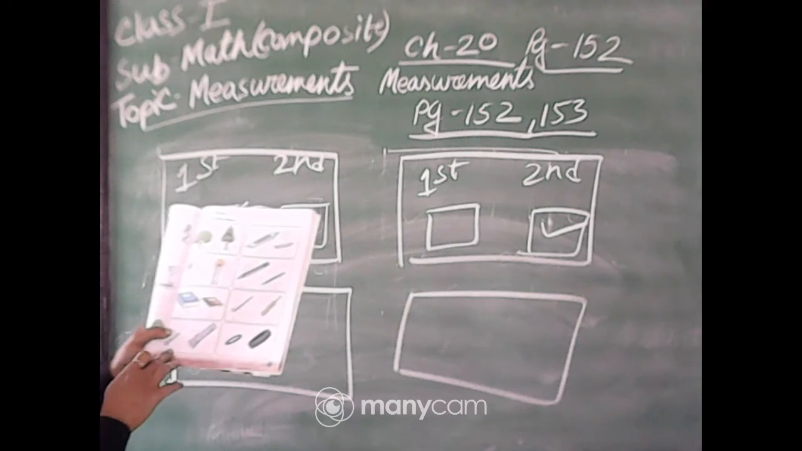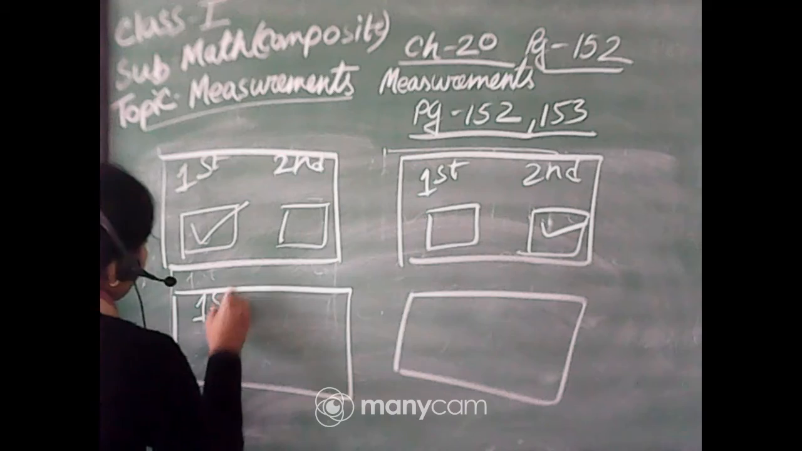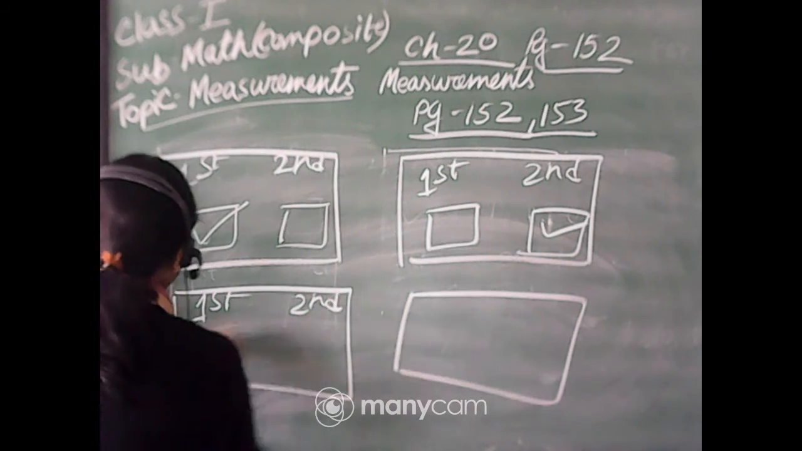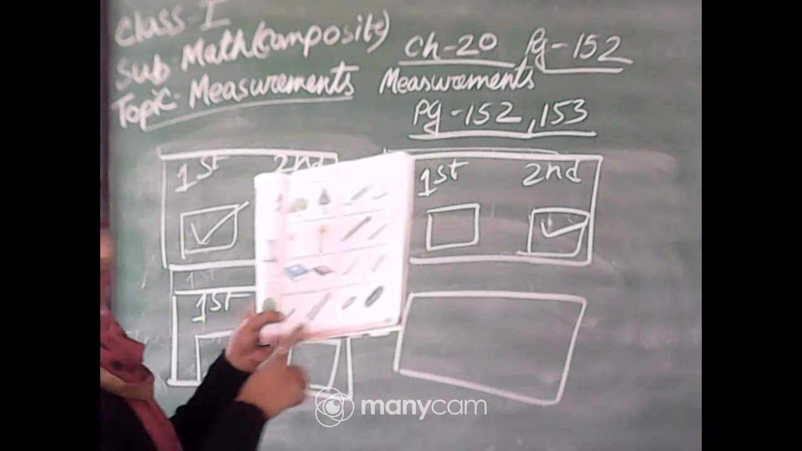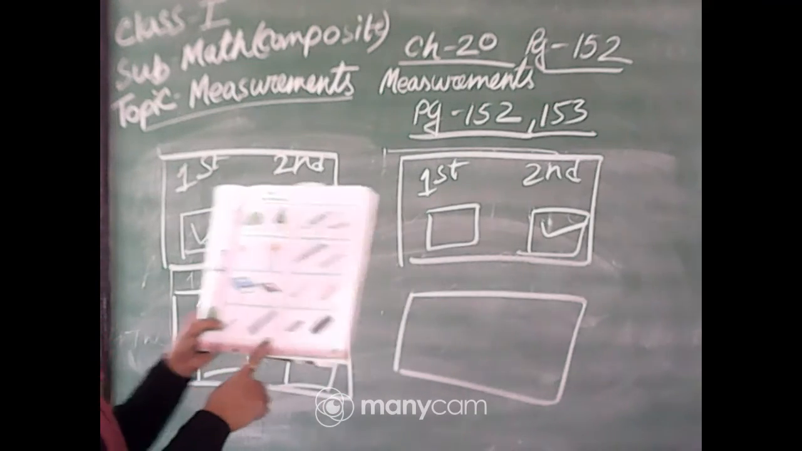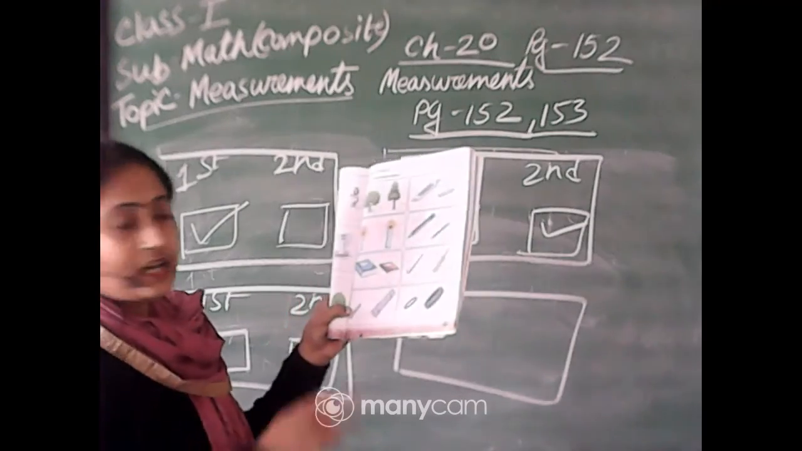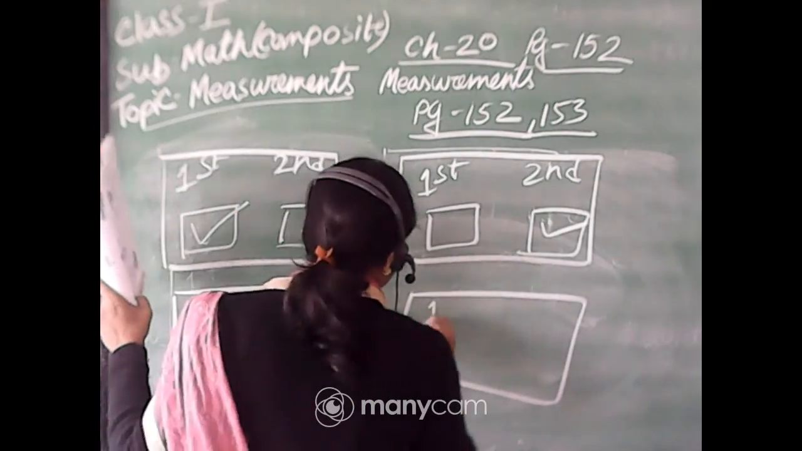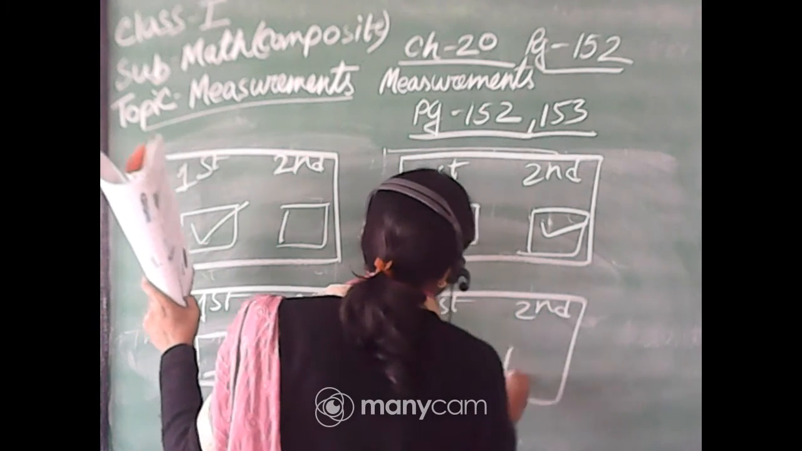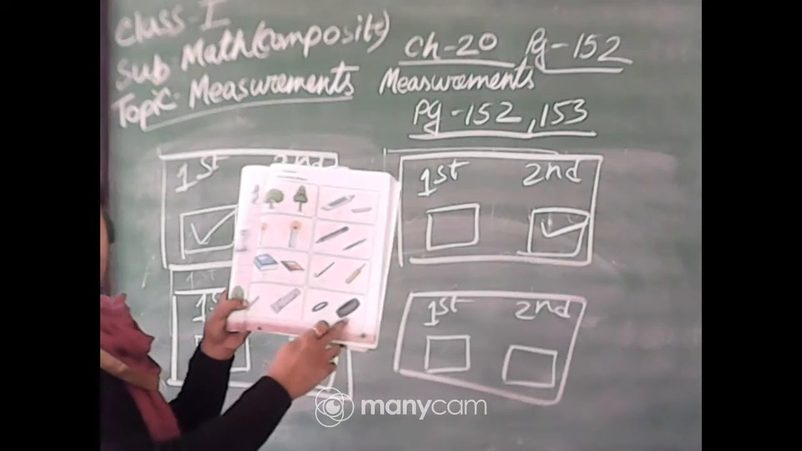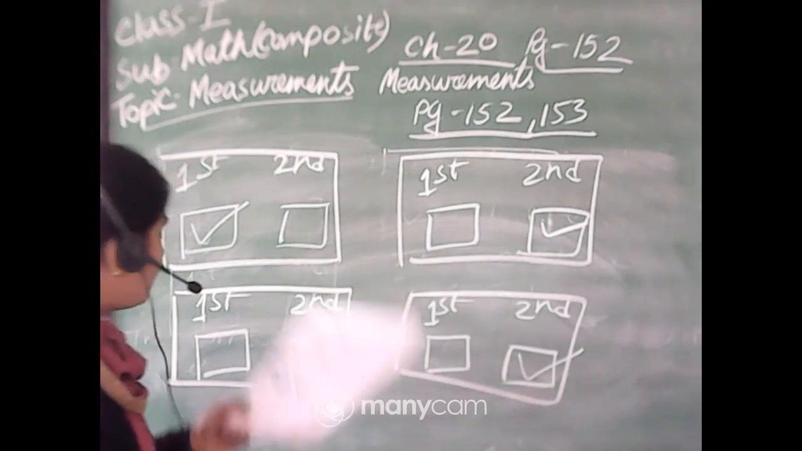And next, torchlight. Which is thicker? This and this, first and second. You have to tick the thicker object. First object or second? Which one is thicker? Second one. So you all please tick second object. Next, tire. So first and second. Which one is thicker? First or second? Second one is thicker. So you all please tick second object.